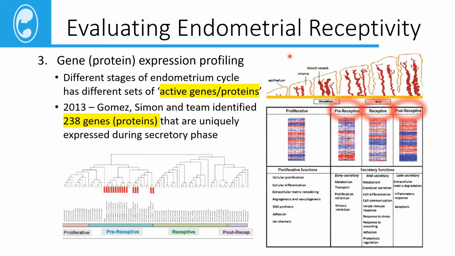The latest way of checking goes down to the genetic level, whereby scientists have identified different protein groups which are active during different times of the menstrual cycle. This is called gene expression profiling. So depending on which groups of proteins are more active, we can actually identify whether the womb is receptive to the growing embryo or not.